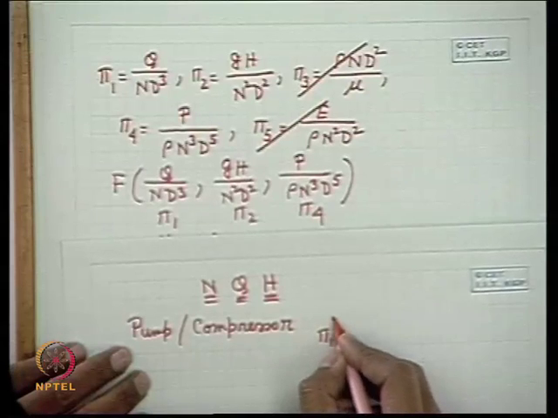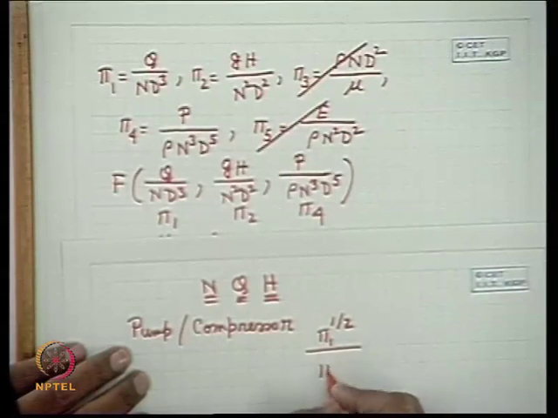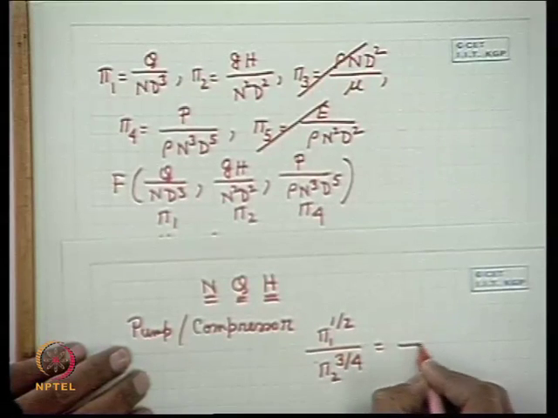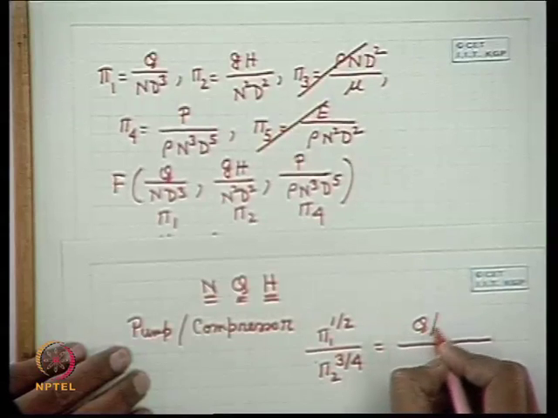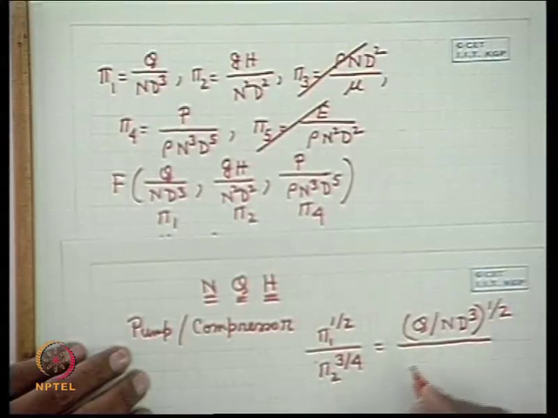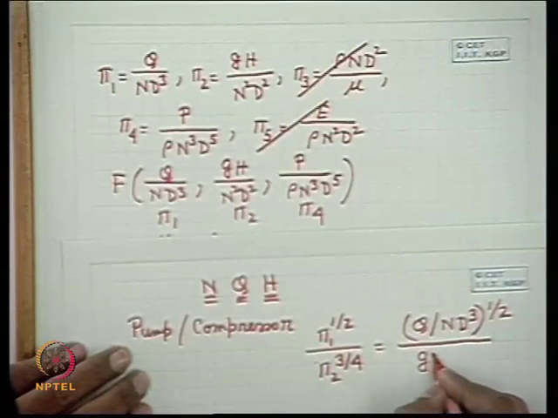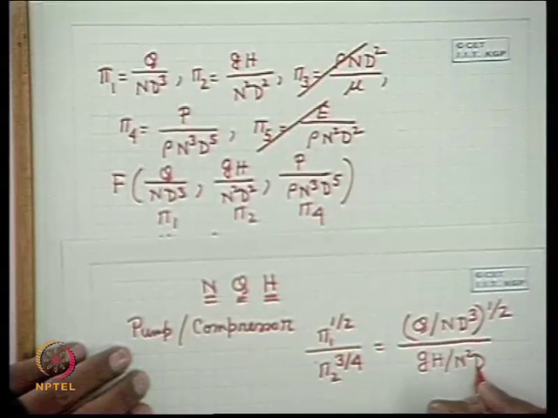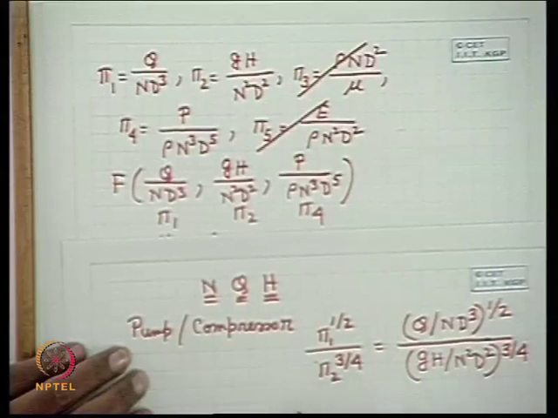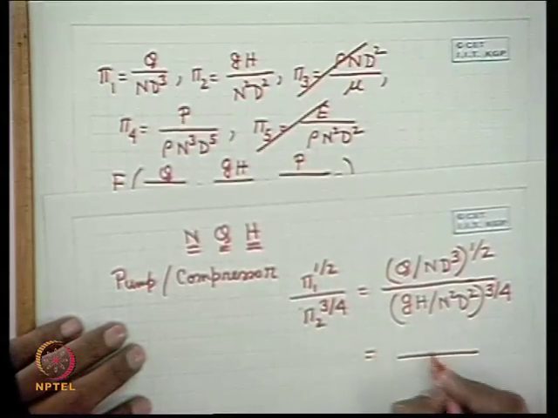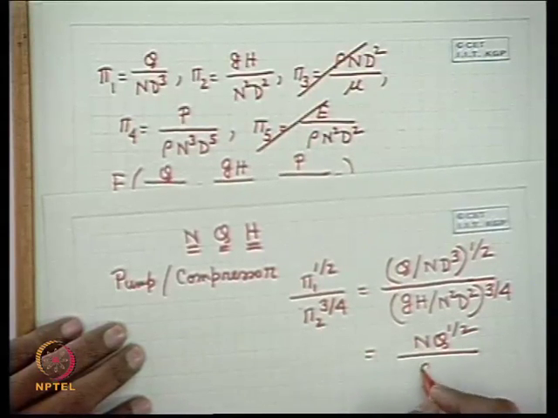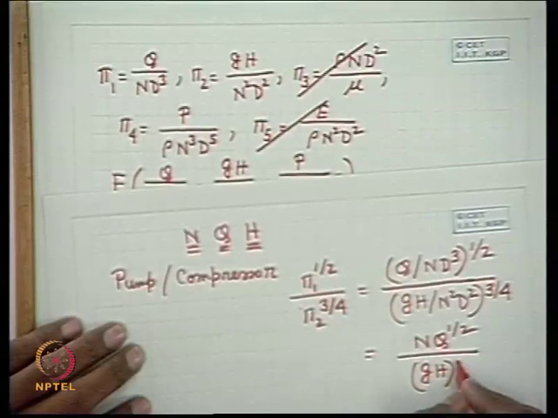Pi 1 to the power half by pi 2 to the power 3 by 4. And it gives, you see, that pi 1 is Q by N D cube, and make it half, that means D to the power 3 by 2. And pi 2 to the power 3 by 4, that means g H by N square D square, and make it 3 by 4, D to the power 3 by 2, which will be cancelling. So, therefore, we obtain a term like this: N Q to the power half divided by g H to the power 3 by 4.